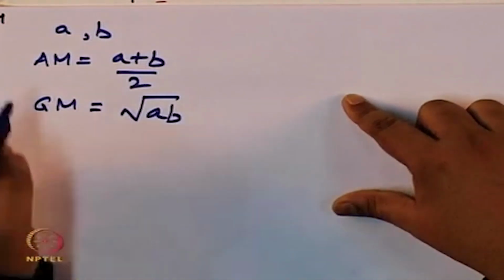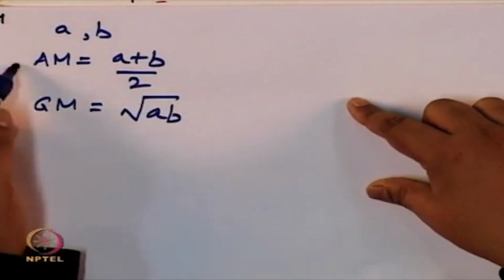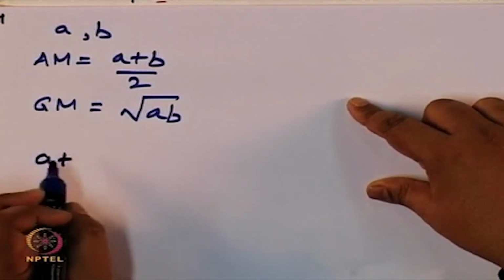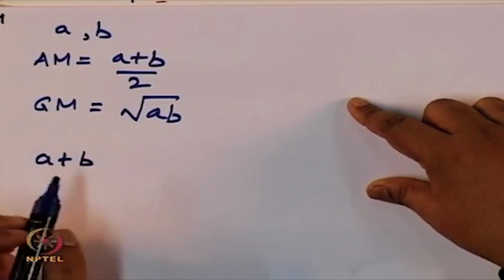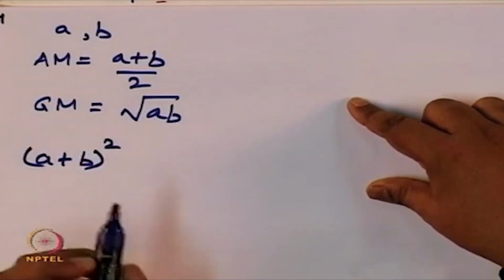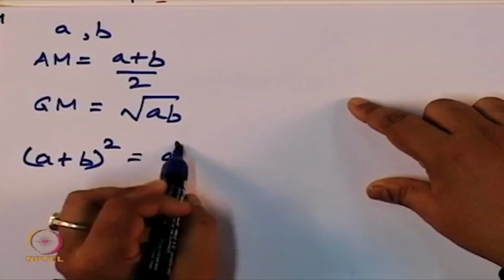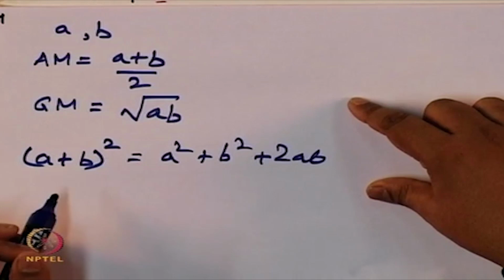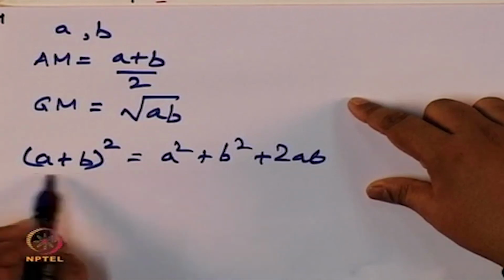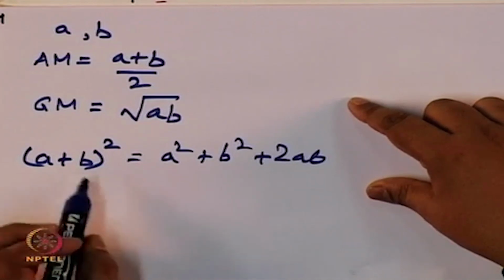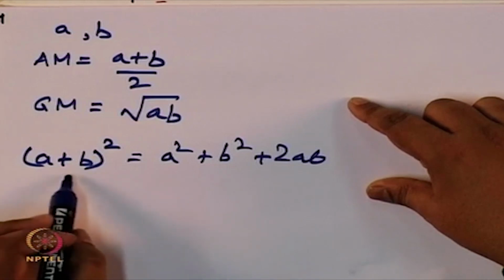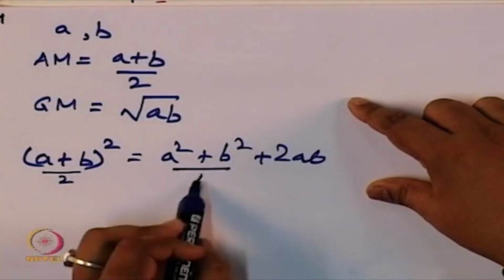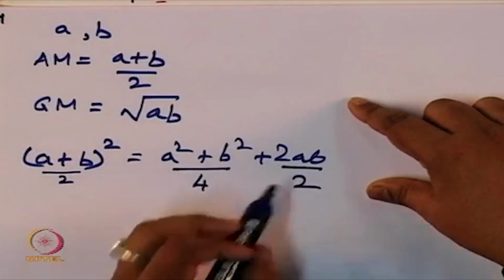Okay. So, can I say anything as to how geometric mean and arithmetic mean relate to each other? So, if I write (A plus B) whole square, (A plus B) whole square is A square plus B square plus 2AB. Okay. So, in other words, you can see that if I divide (A plus B) whole square by 4, (A plus B by 2) whole square is A square by 4 plus B square by 4 plus AB by 2.